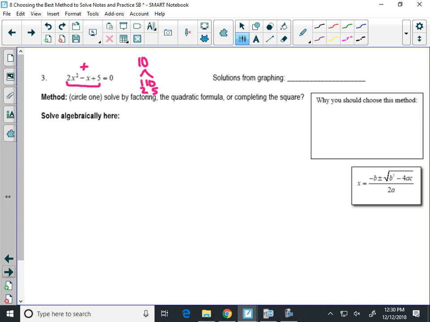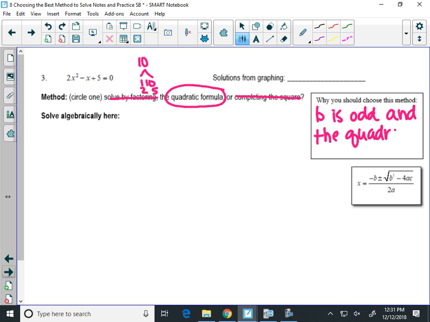So factoring doesn't work. Let's talk about complete the square that we just went through. Is the leading term 1? No. Is everything divisible by 2? No. So complete the square doesn't work. So this is when you would do the quadratic formula. Now we talked about yesterday, quadratic formula will always work, but it's not always the best choice. Okay, so quadratic formula works best when b is odd. Okay, the b term is odd, and the quadratic doesn't factor. That's when it works best.